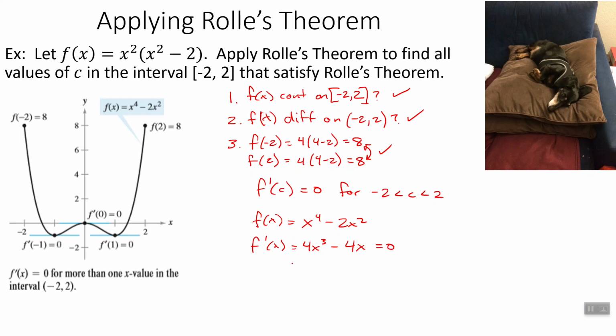If we set that equal to 0, we can factor out a 4x. We're left with x squared minus 1. This will give us 0. This will give us plus and minus 1. So yep, we do get 3 values. These are all in this interval where we have the derivative equal to 0. Rolle's theorem told us they existed, so we can actually find them. There they are.